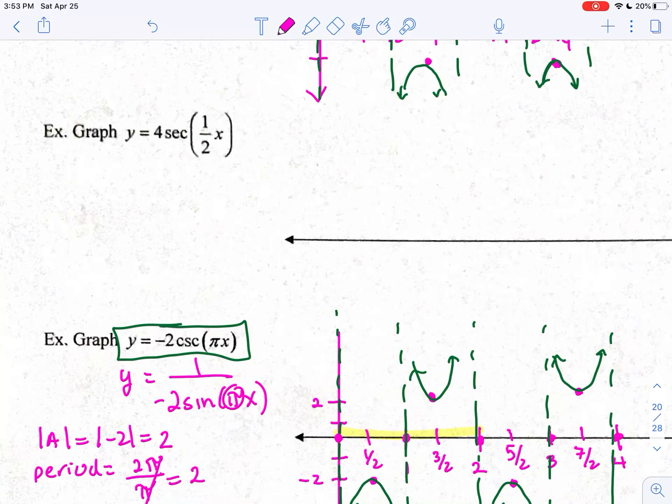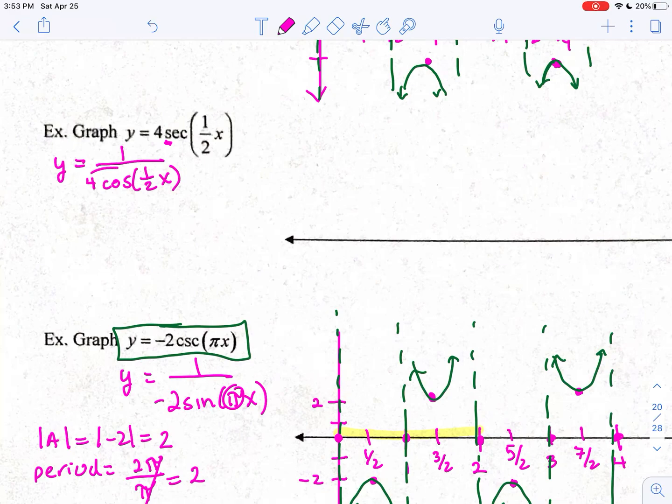We will do secant for this next example, specifically y equals 4 secant of 1/2 x. So we're going to rewrite this first as the reciprocal function of secant is cosine. When I write the reciprocal, I just put 1 over and replace the function secant with cosine. And all the other values remain the same.